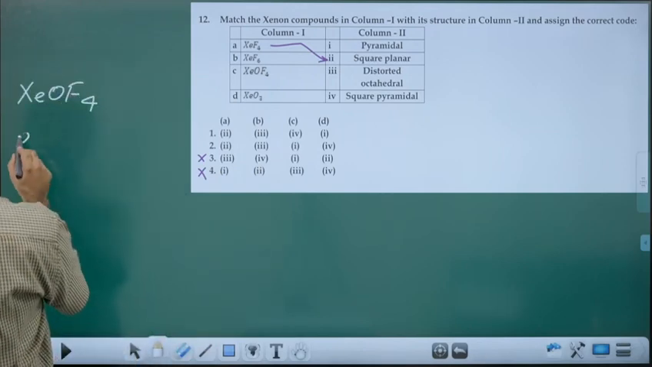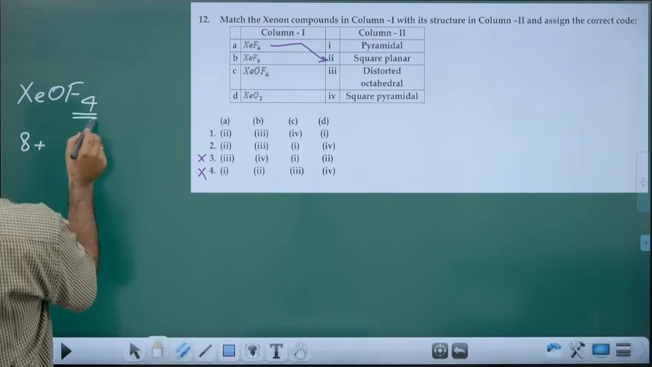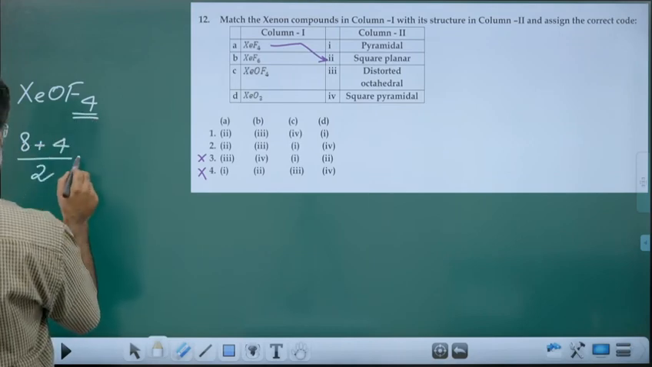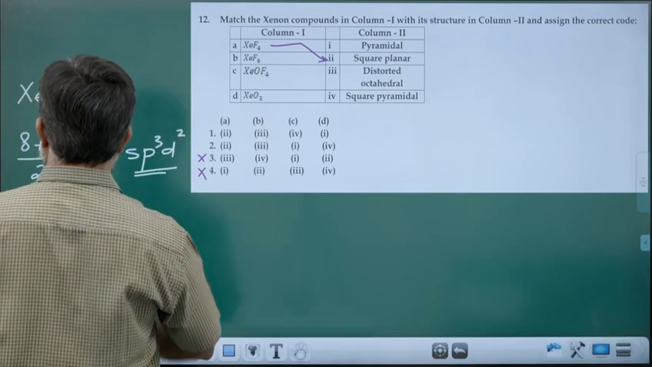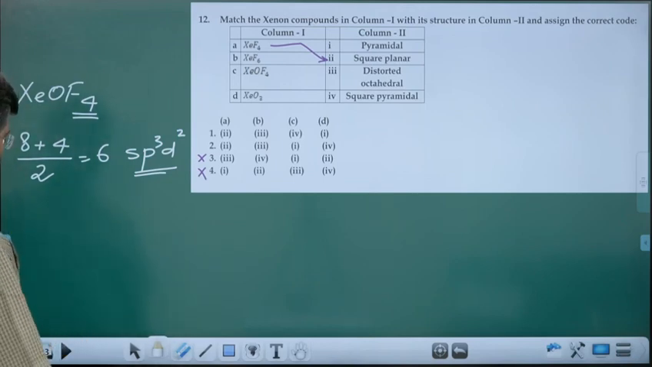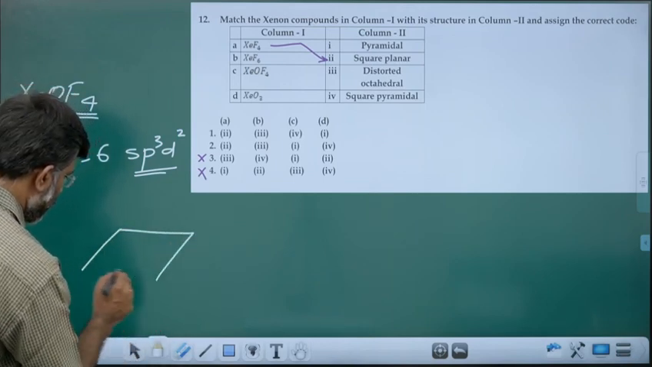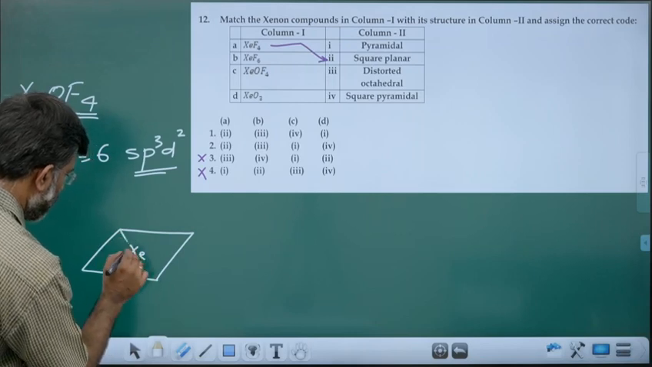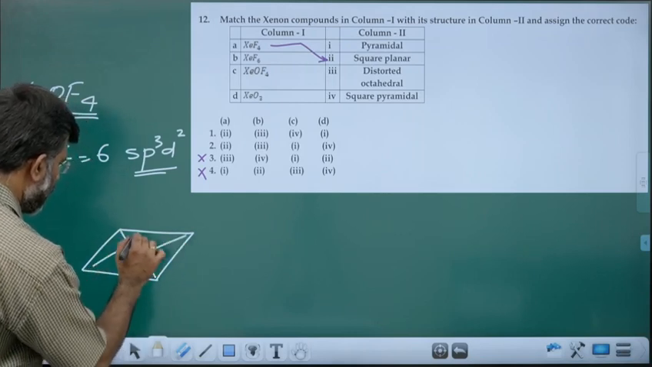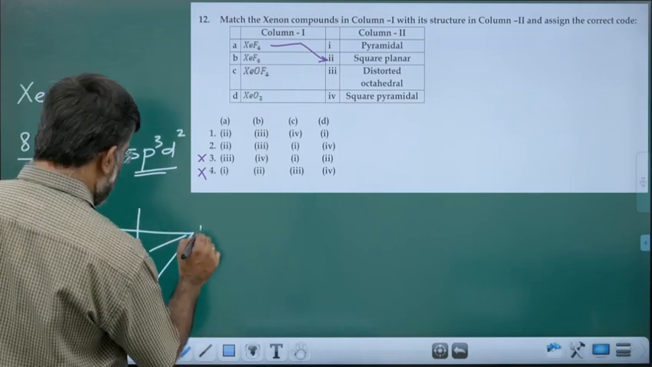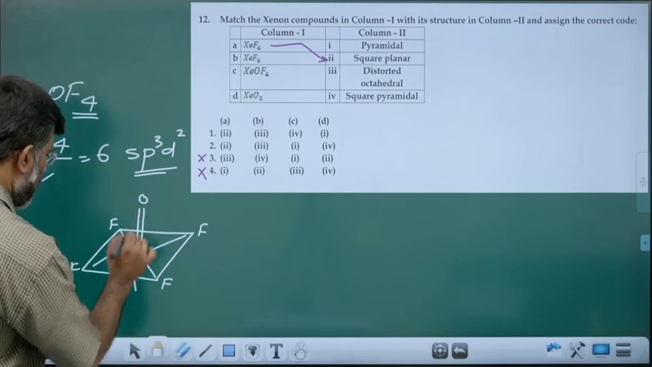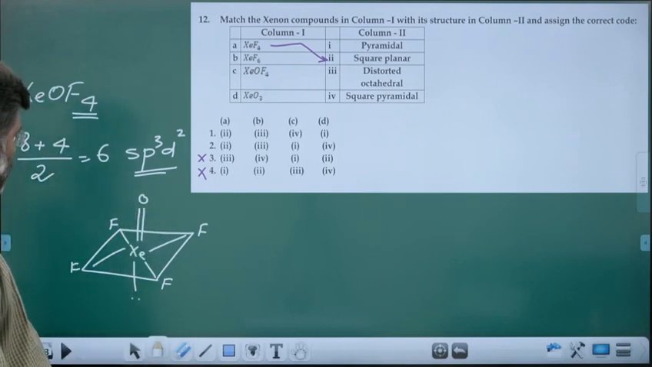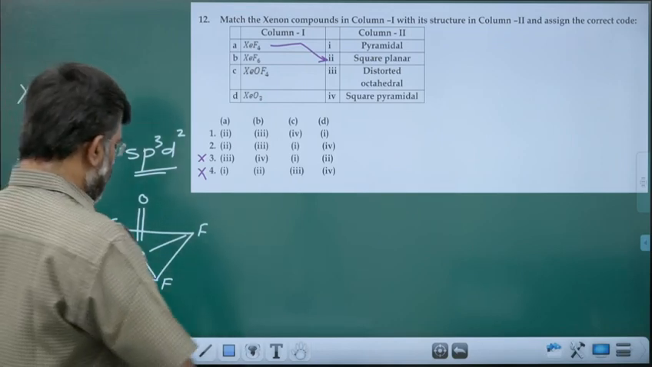XeOF4. Xenon has 8 valence electrons, plus 4 monovalent atoms divided by 2, you are getting 6. That is sp3d2 hybridization, and the shape of the molecule will be xenon at the center, with 4 fluorine atoms in the corner of the plane and 1 oxygen atom, 1 lone pair. That is square pyramidal.